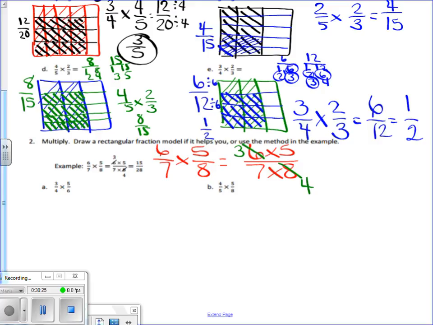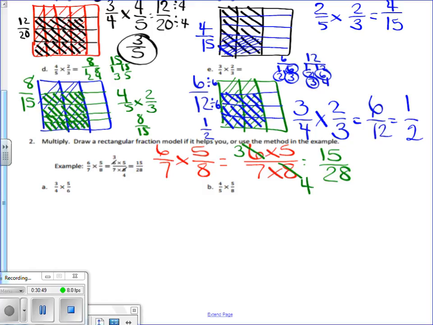Now, do the 5 and the 7 share anything? No, they're both prime numbers. 5 can't go into 7. 7 can't go into 5. They don't share anything but a 1. Oh, that makes it easy. So now 3 times 5 is 15. 7 times 4 is 28.